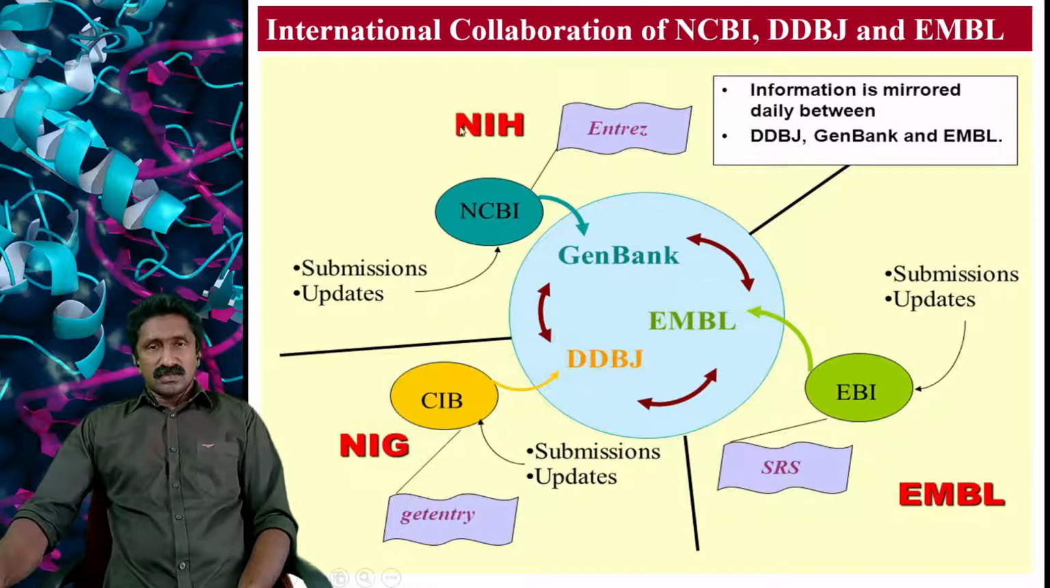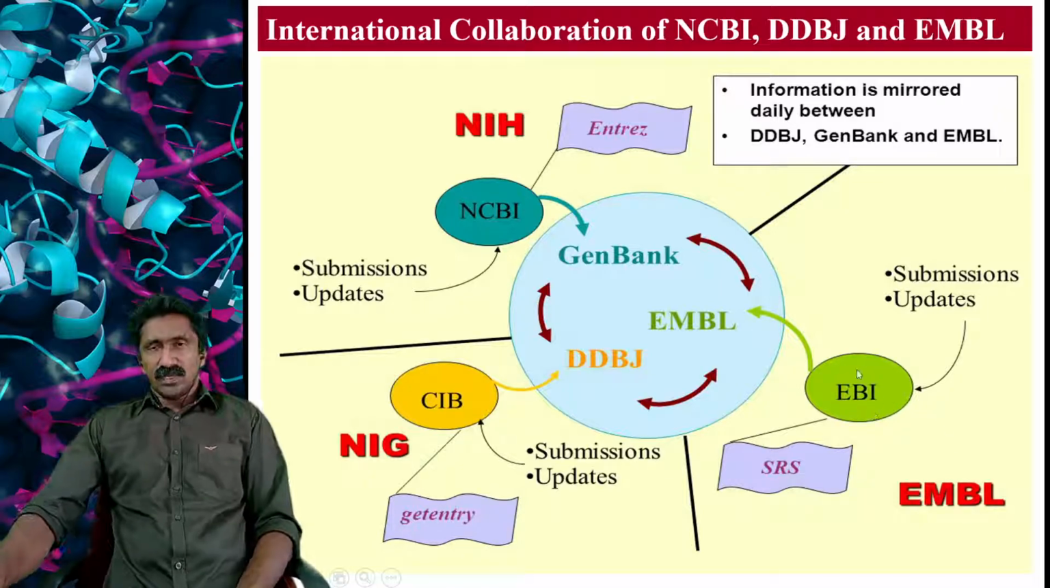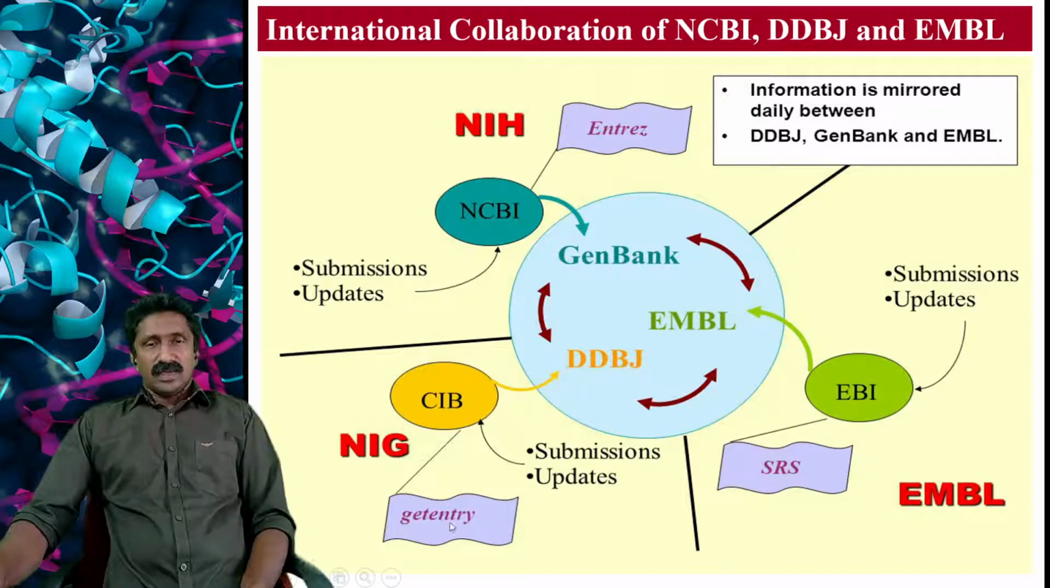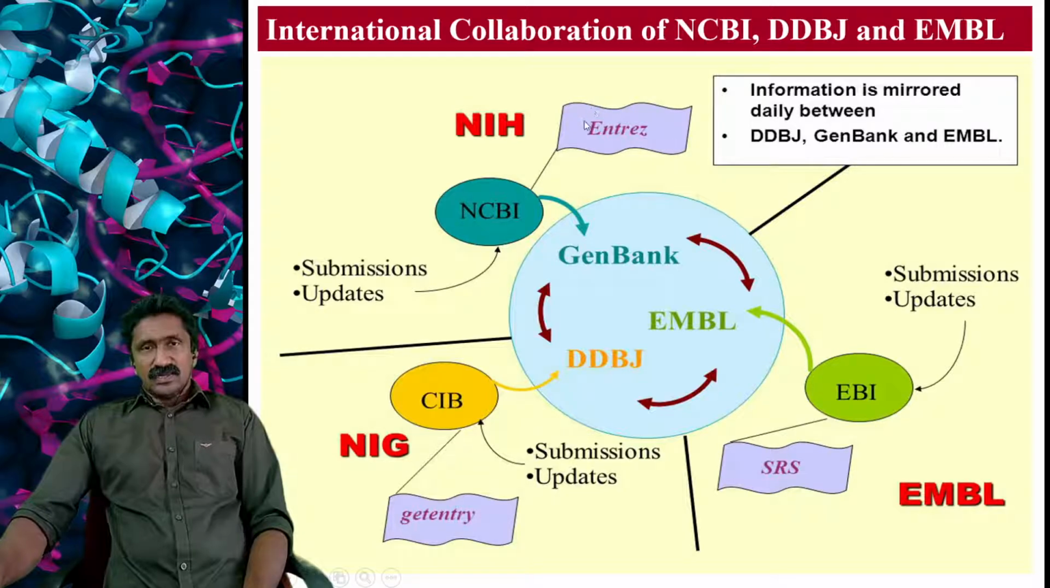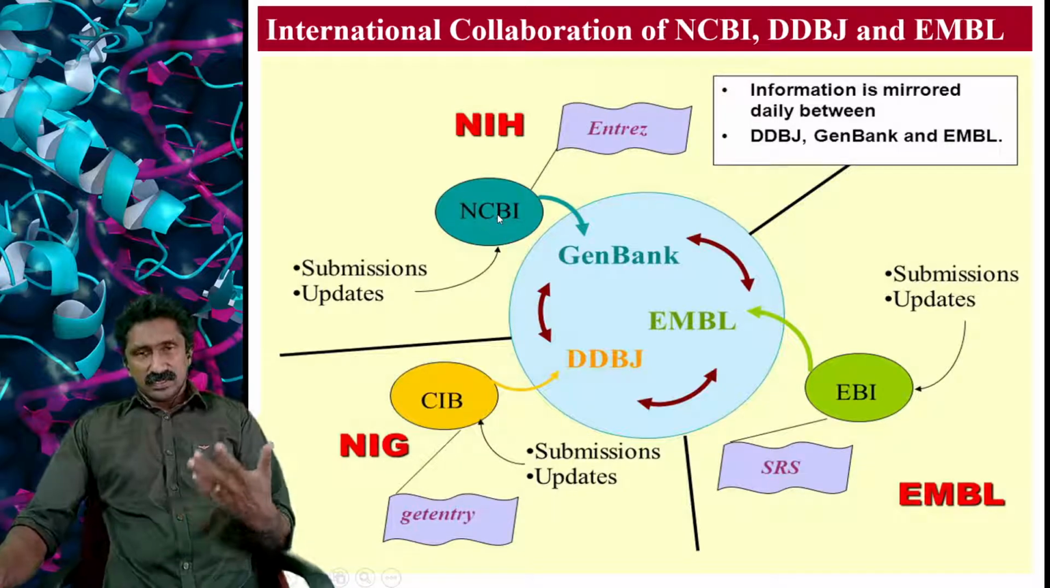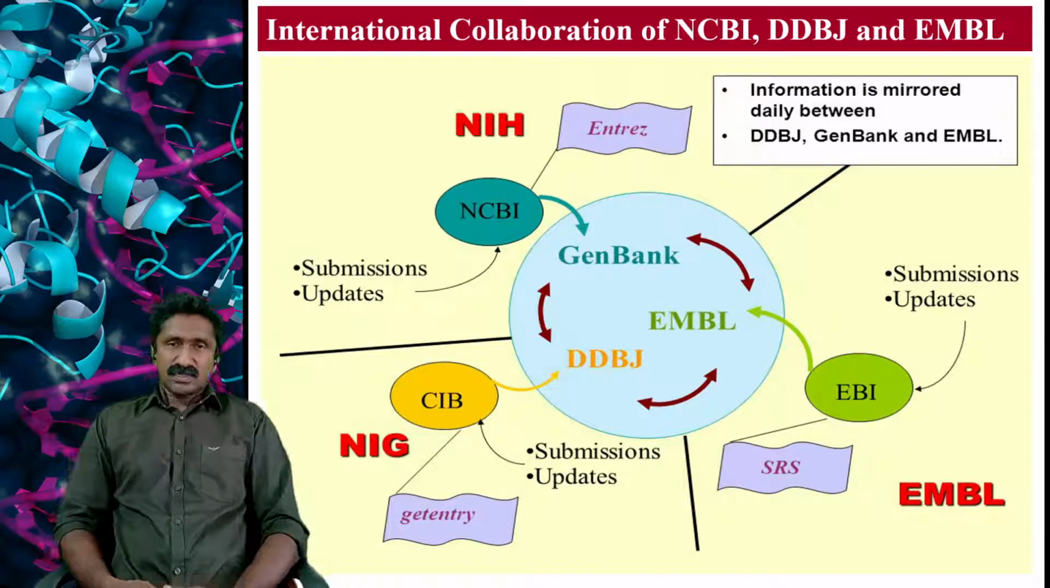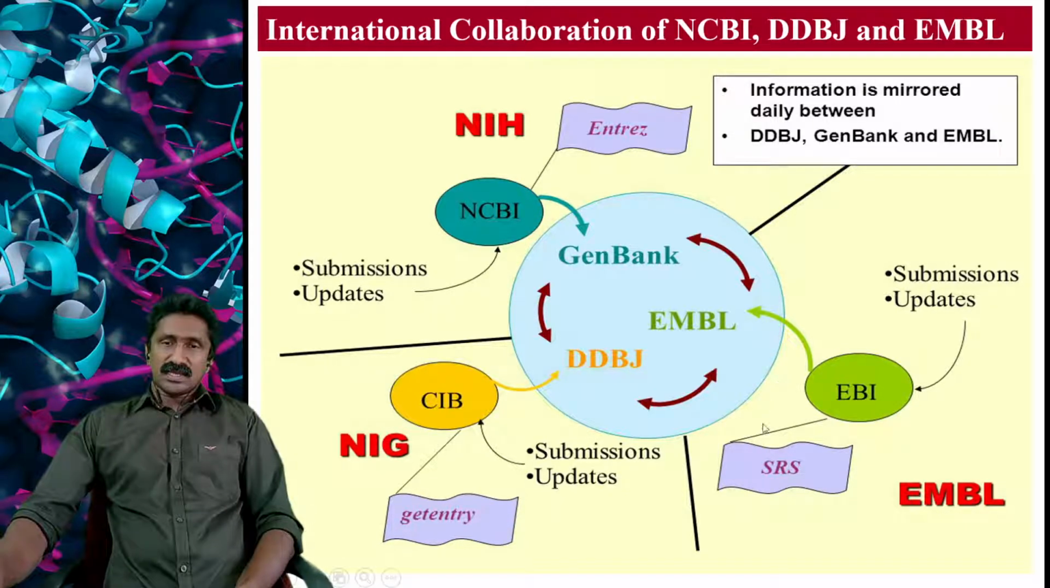In this system, the National Institute of Health is actually holding the NCBI database. Then this is the DDBJ search interface and their institute. This is the European Bioinformatics Institute that is holding the EMBL database. Now they have GetEntry. GetEntry is the search system provided for getting information from DDBJ. Entrez is the search system provided by NCBI for searching their own database. SRS, or Sequence Retrieval System, is provided by EMBL for searching the database.